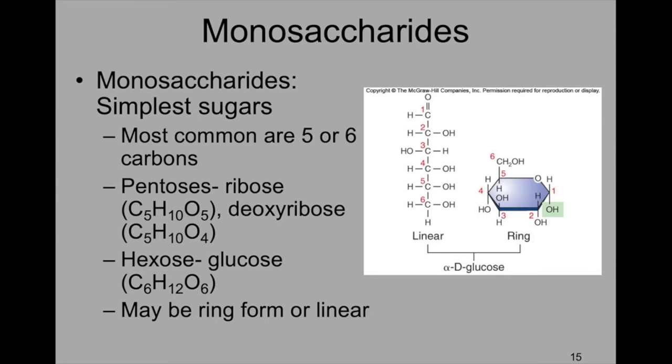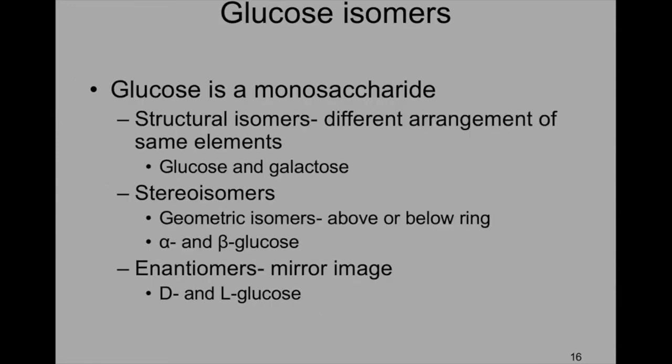It doesn't make a difference whether it's in linear form or ring form. It's still considered the same sugar as long as those bond arrangements are the same. So you can see here in our example, we have alpha D glucose in both linear form and in its ring form.